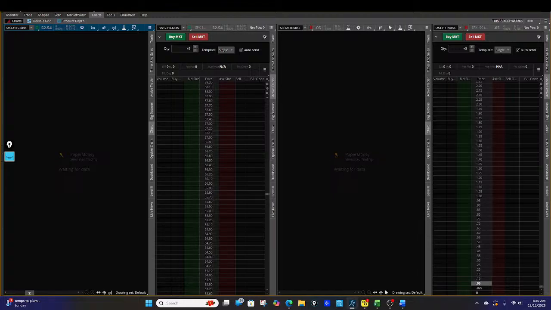I don't know how many people do this, but I have the calls and the puts set up at the same time so that I can see when there's a change in either one. So that helps me to determine which trade is best to take.